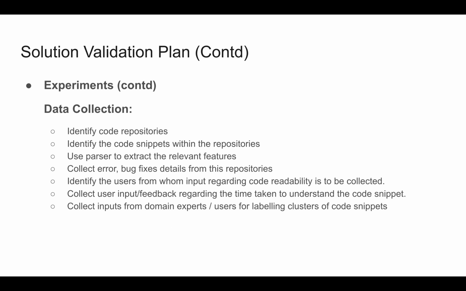What are the experiments conducted for this solution plan? We would need to collect the data. So we would collect this data at different stages. We would identify the code repositories. We would then identify the code snippets within these repositories that we will use for training and clustering. We would use a parser to extract these relevant features from these code snippets. We would use logs to collect error and bug fix details.